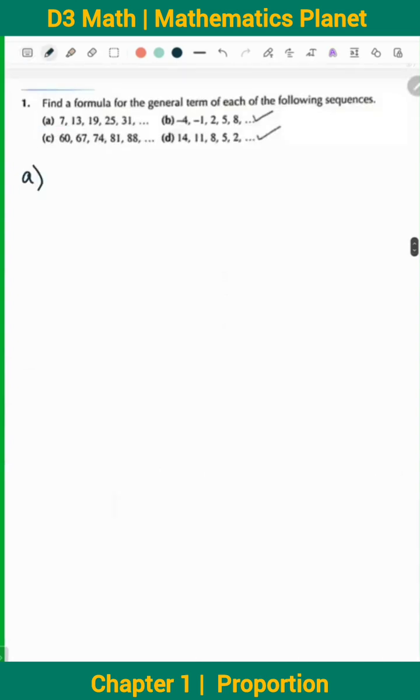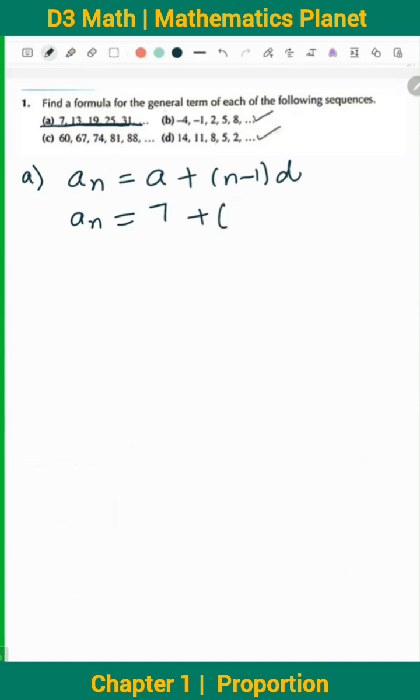First of all, looking at the first expression, the formula is an equal to a plus n minus 1 into d. Now tell me, what is A? A is the first term. What is the first term of the sequence? 7. Plus n minus 1. Now they're saying find the general term. It means we are not looking for a specific term like the 100th term or 200th term or 1000th term. We just need the general nth term. So n will remain as n.